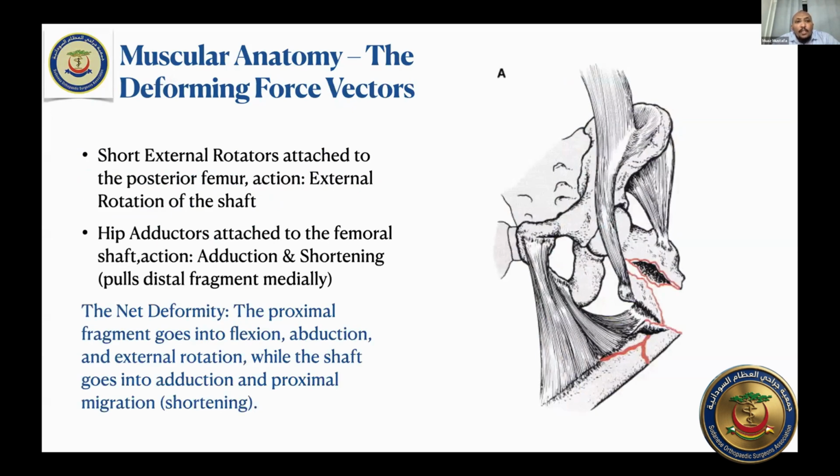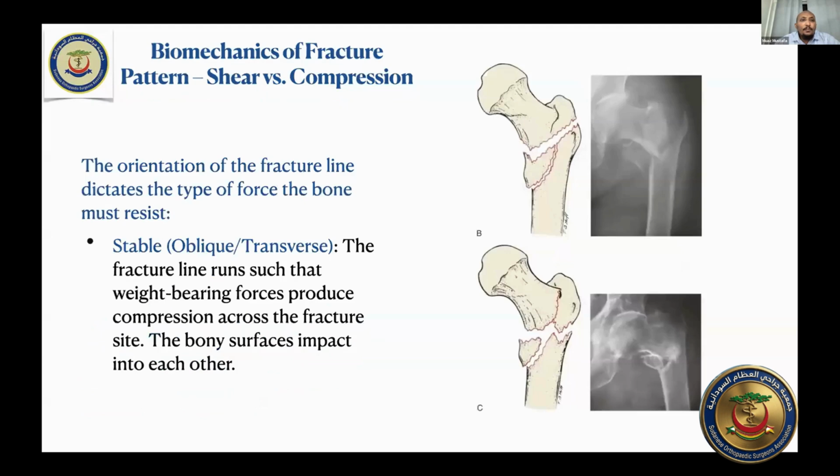Short external rotators attached to the posterior femur cause external rotation of the femur. Hip adductors, like adductor magnus, brevis, and longus, are attached to the femoral shaft and act as adductors, shortening and medially and proximally migrating the distal fragment. The net deformity: the proximal fragment goes into flexion, abduction, and external rotation, while the shaft goes into adduction and proximal migration.